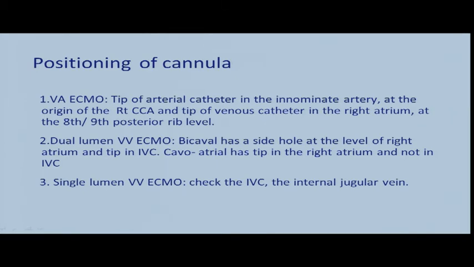For the dual lumen, because we have two types, the bicaval is the one that has the side hole. You want the side hole at the level of the 8th to 9th posterior rib, because that's where you expect the right atrium to be. And the tip is going to be in the IVC. So it's coming from the internal jugular vein to the SVC, and then the tip in the IVC. We also have another dual cannula, where the tip doesn't enter into the IVC, but you expect the tip to be at the level of the right atrium.